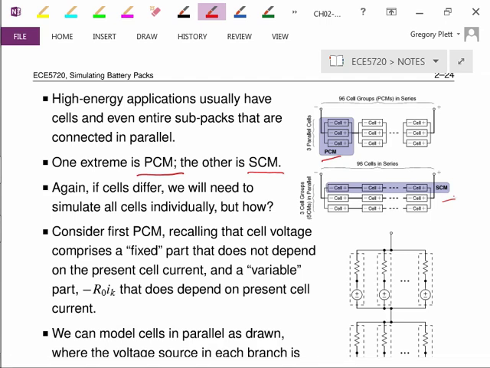So if cells differ, we need to simulate the cells individually. But how do we simulate the cells individually is a question we hope to address here. Because the cells differ, the cell currents will be different, and that will update the states differently. And how do I actually compute what the different cell currents happen to be? We're going to first consider the PCM approach.